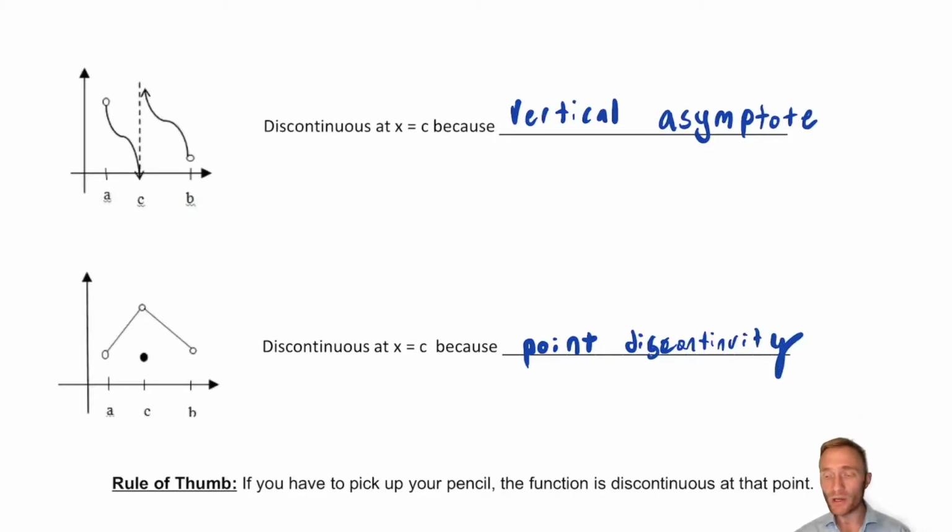The rule of thumb here is that if you are drawing the function and you have to pick up your pencil, you just found a discontinuity. You found a place where your function is not continuous. So that's like Algebra 2, pre-cal level.